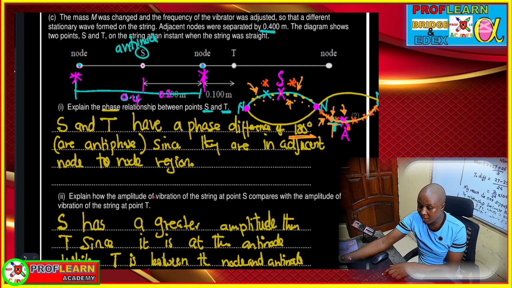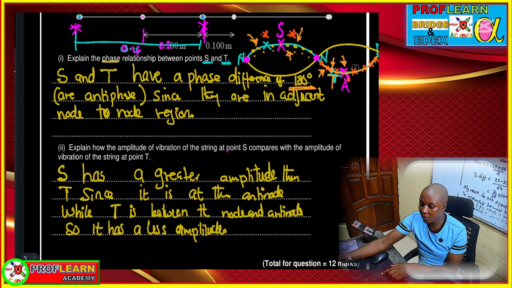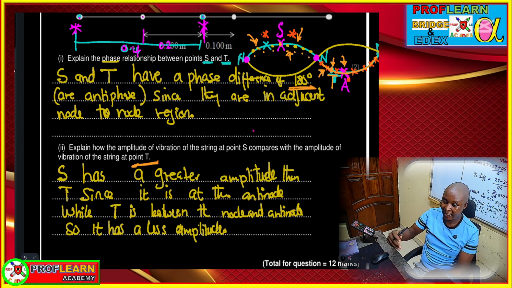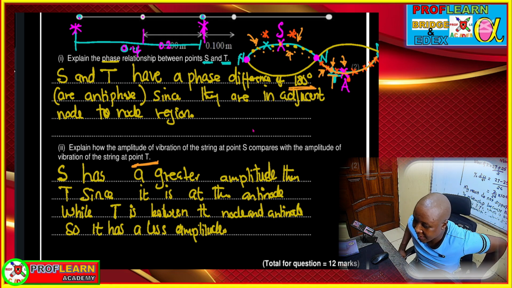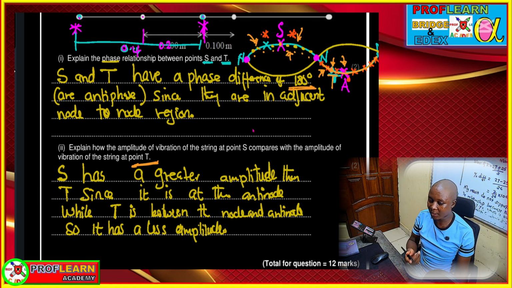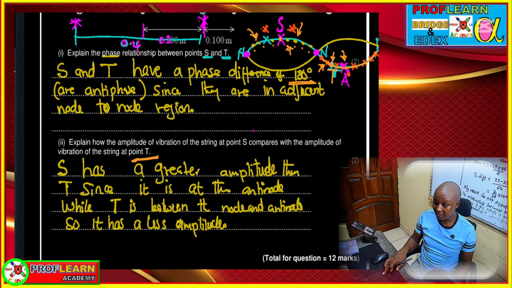Explain how the amplitude of the vibration of the string at S compares with the amplitude at T. So since this is at the antinode, and this is somewhere before reaching the antinode, we can say S has a larger amplitude compared to T. So we can say S has a greater amplitude since it is at the antinode, while T is between the node and antinode, so it has a lesser amplitude.